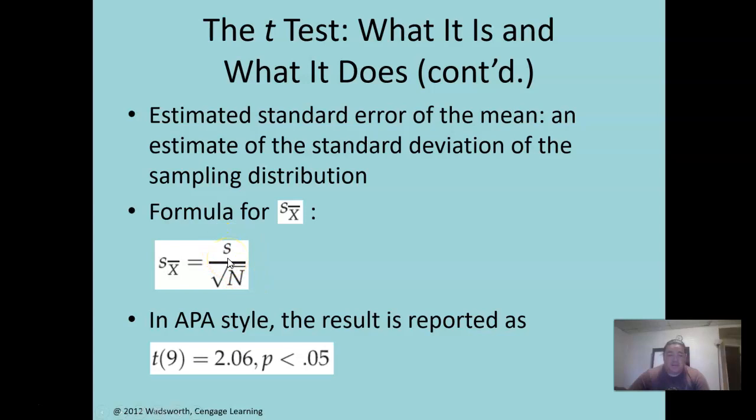So it's exactly like the sigma, but now we're using the s instead of sigma, and the number of individuals participating would be the same. So in this case, in APA style, the result is reported as t, the degrees of freedom, which is 9 in this case, so we have 10 participants, equals 2.06, where p is less than 5%. Okay.